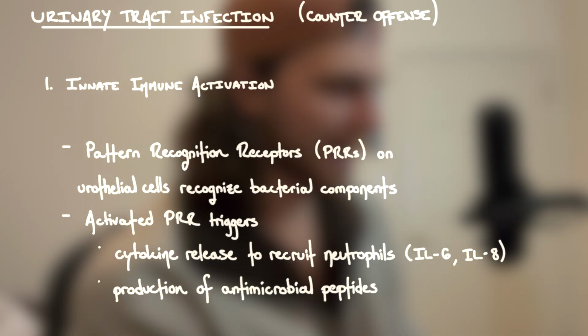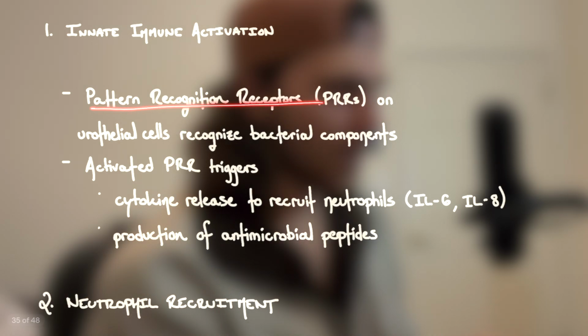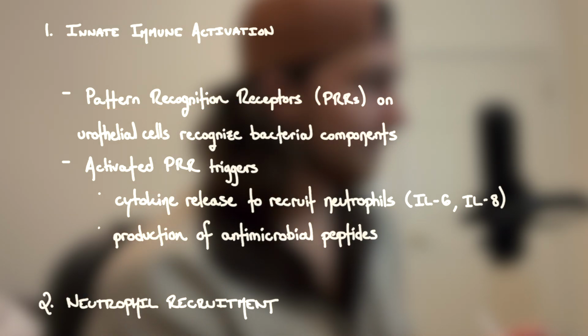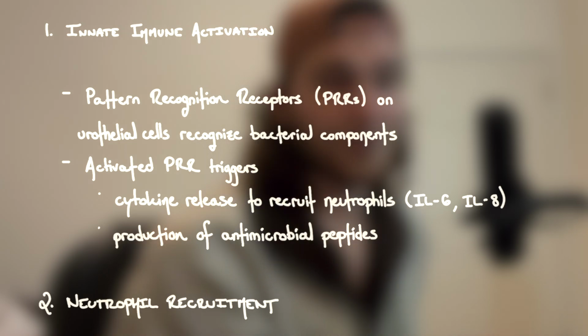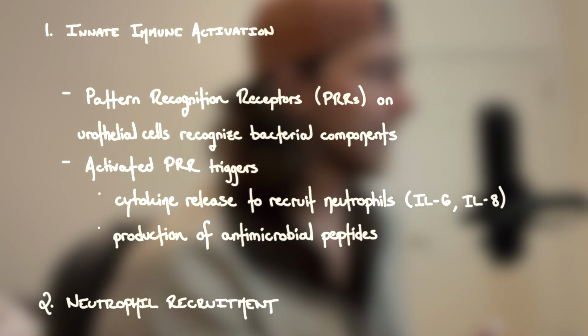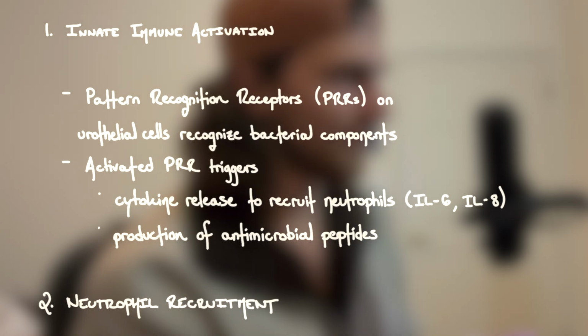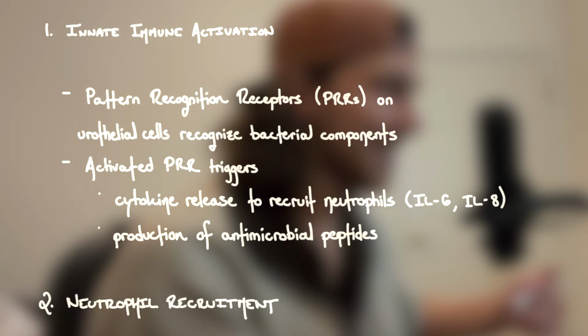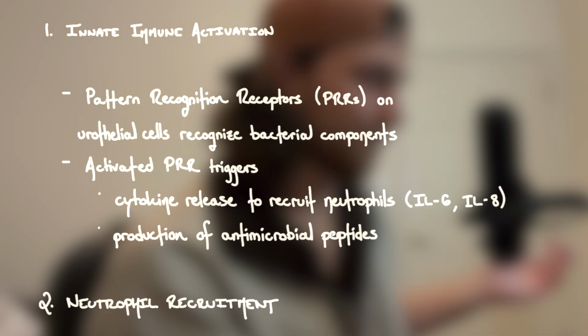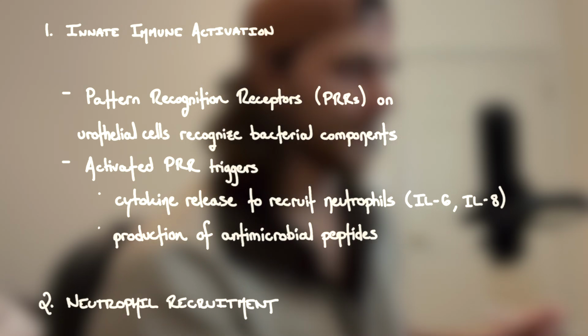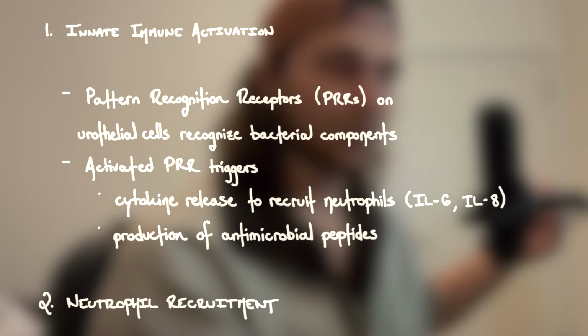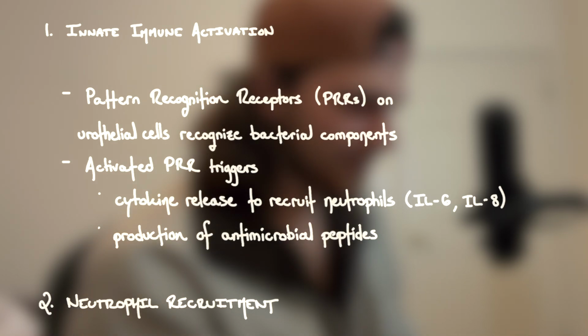So pattern recognition receptors on my uroepithelial cells have determined that there's bacteria in the tract. We don't want that. Okay, so these PRRs have determined, I don't know, maybe they saw a fimbriae, a pili, or just a chunk of bacterial membrane, and they start secreting cytokines and producing antimicrobial peptides.